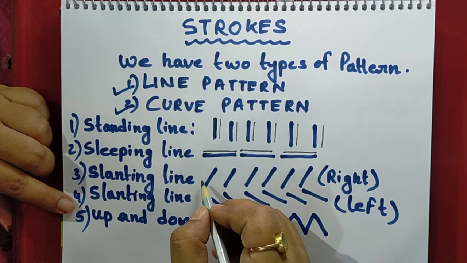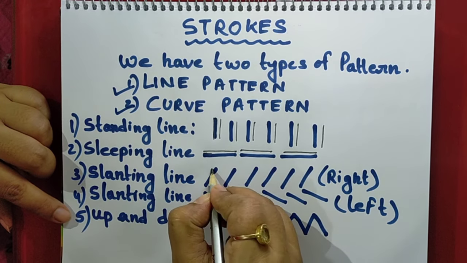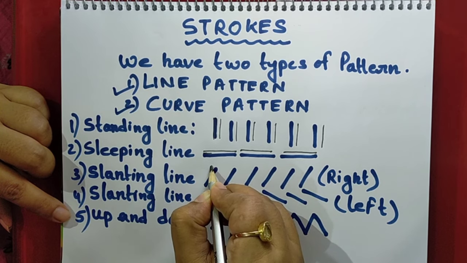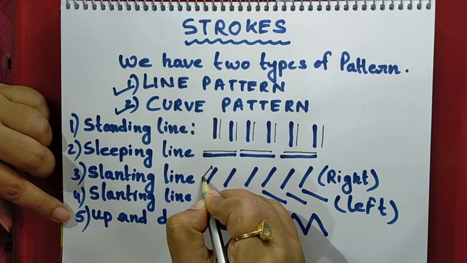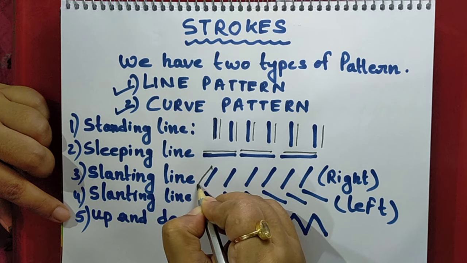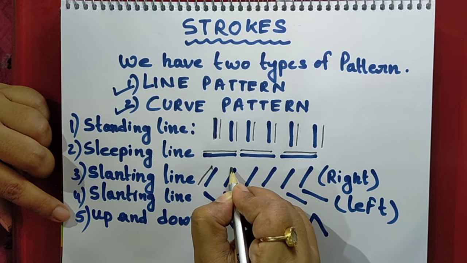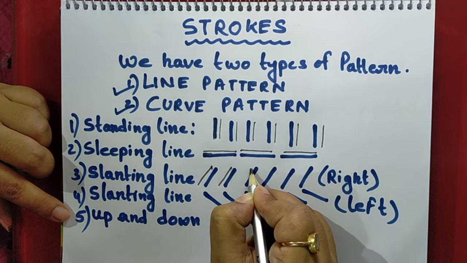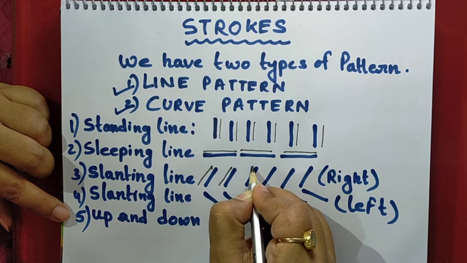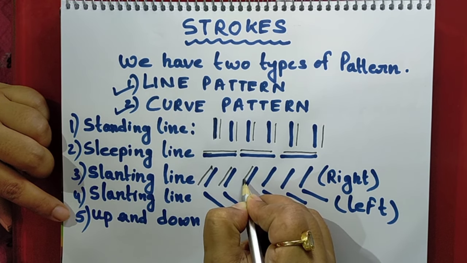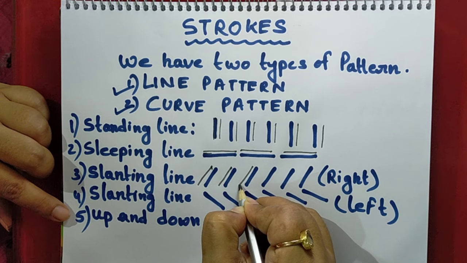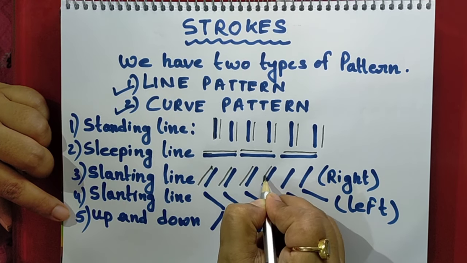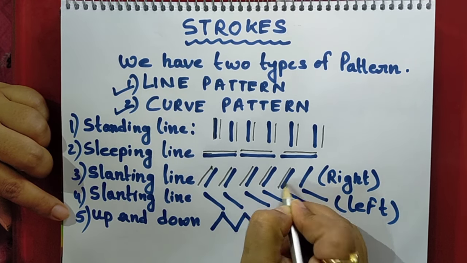Okay, slanting line. Right slanting line starts from the top and goes slightly down towards the right and stops. Okay, like this.